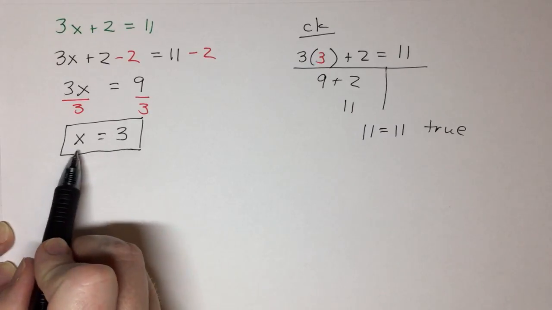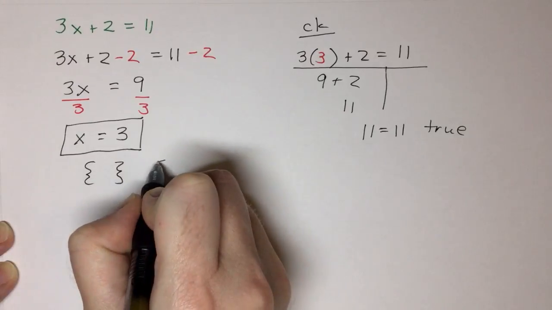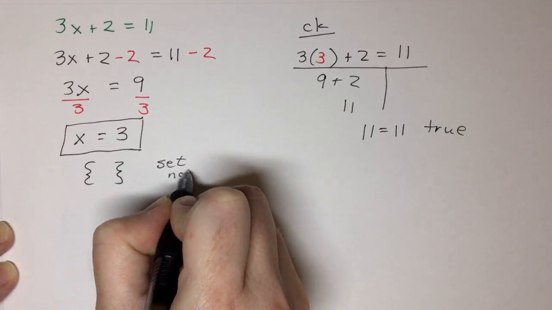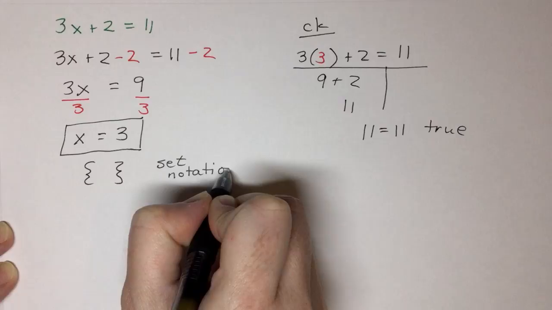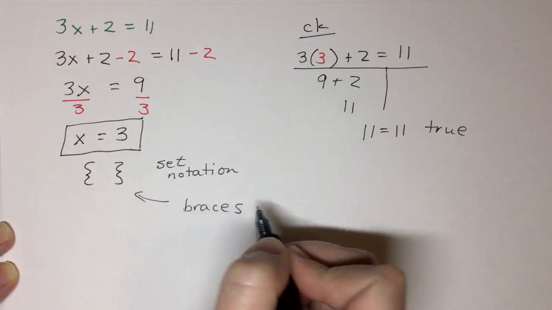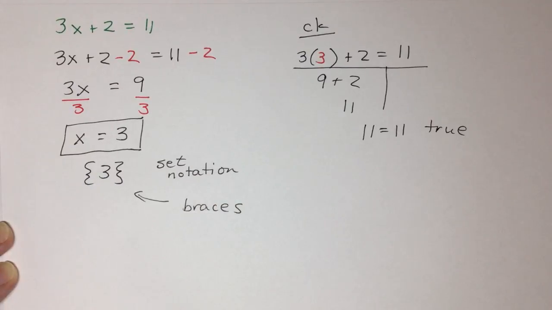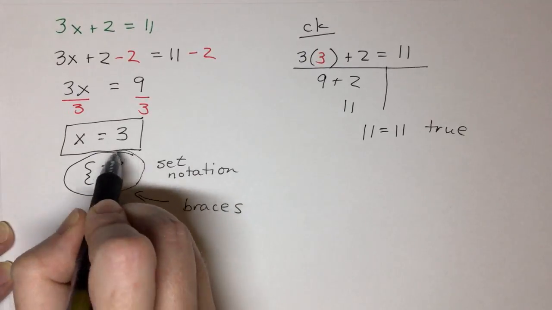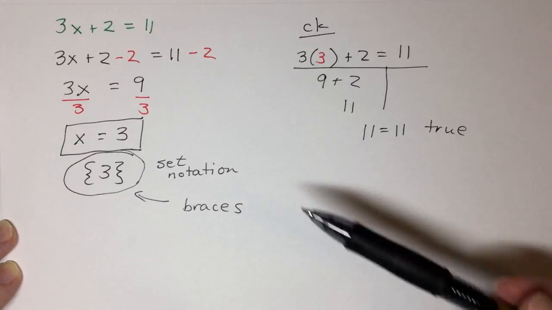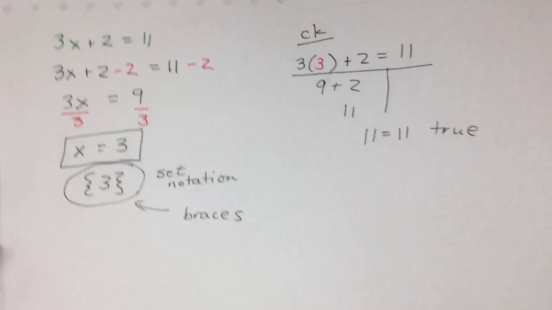Now, you can either write x equals 3, or you can use set notation. These are braces, and I can say my solution set is the set containing the number 3. Use whichever notation you're told to use, but either can be acceptable.